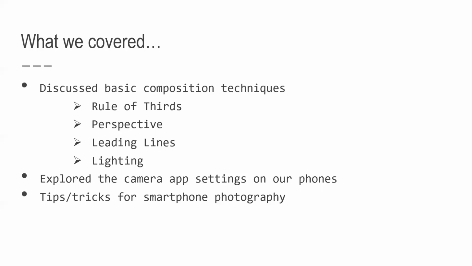People do that a lot with black and white photography too. I don't think I mentioned that, but that's that bold, striking look that doesn't really rely on the color. And then of course we talked about lighting, and making sure we experiment and understand what our phones are and aren't capable of doing. We didn't really do the hands-on of exploring our camera app settings, but we did talk about different options that are in there, and then some tips and tricks for smartphone specific photography.